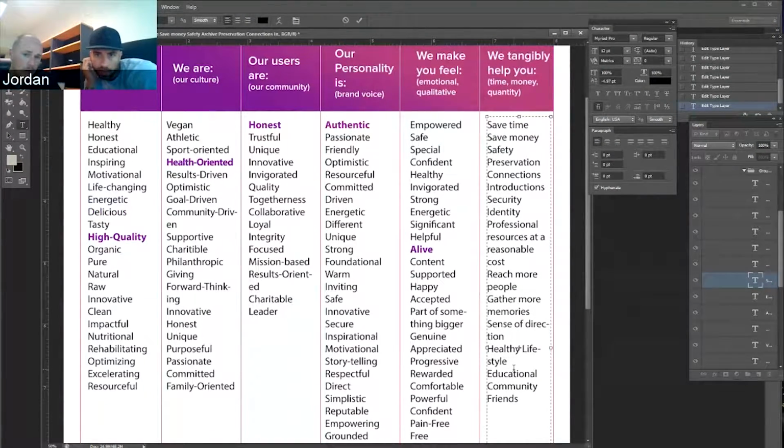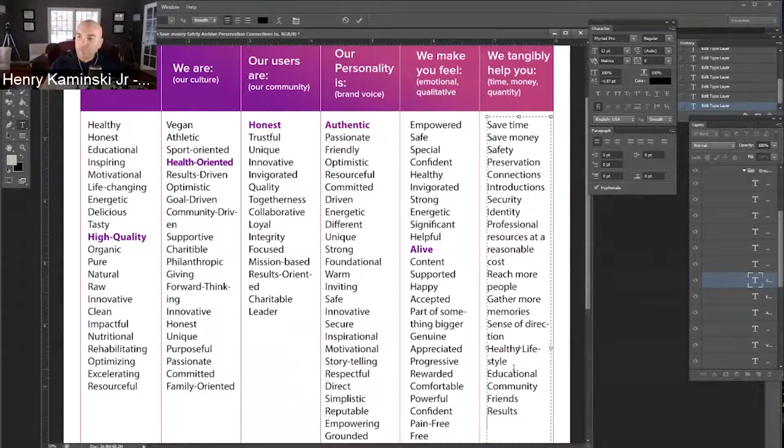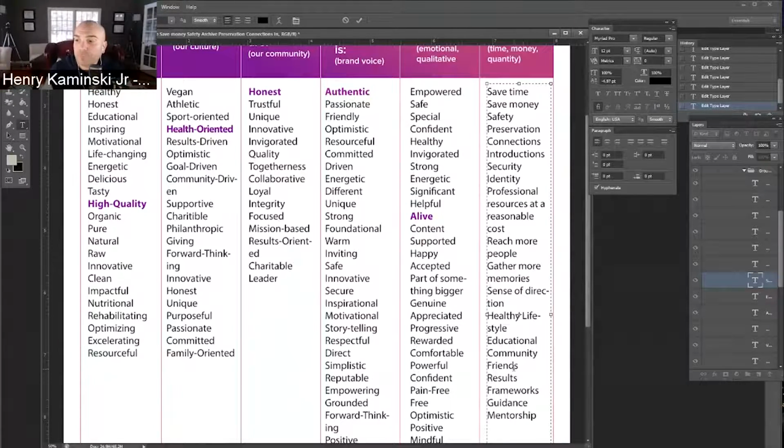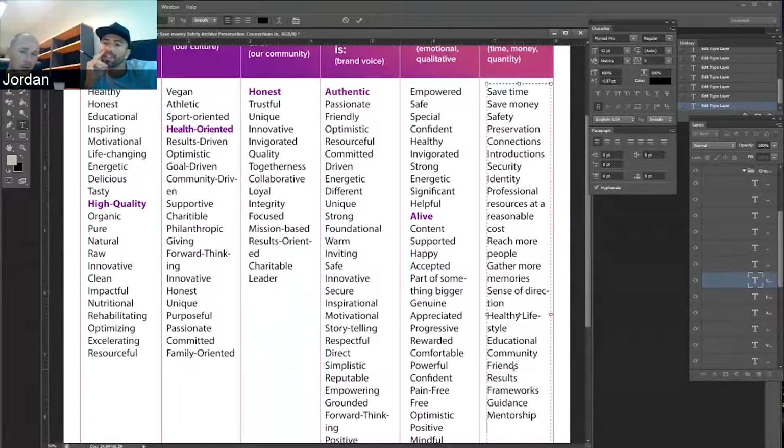We tangibly help you. How about this? What do we give? Give them results. How about we give them frameworks? Yeah, definitely results, frameworks. We're giving those stepping stones to make right direction decisions. We're giving them guidance. Big one. Mentorship. Yeah, you're doing well.